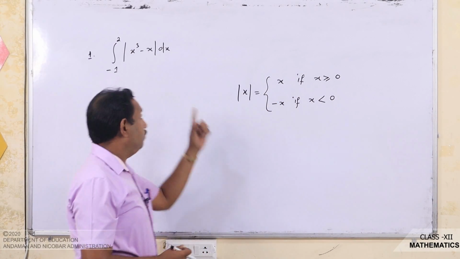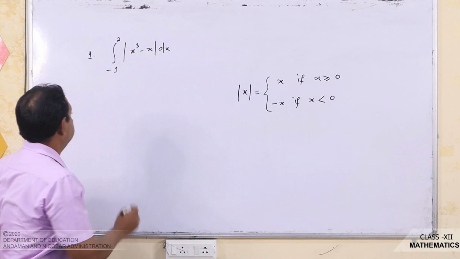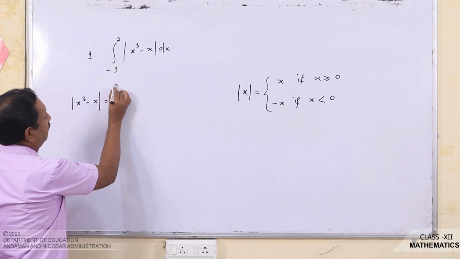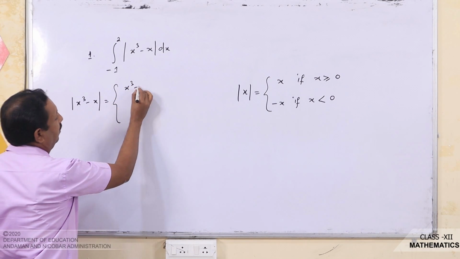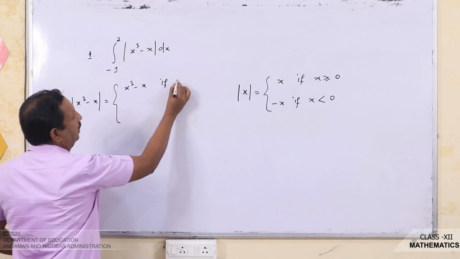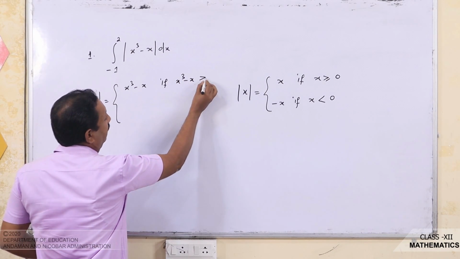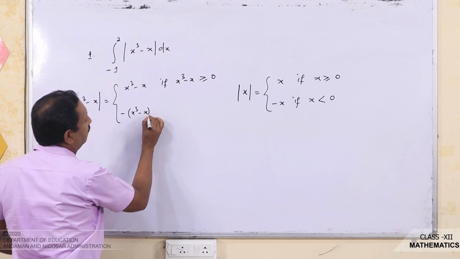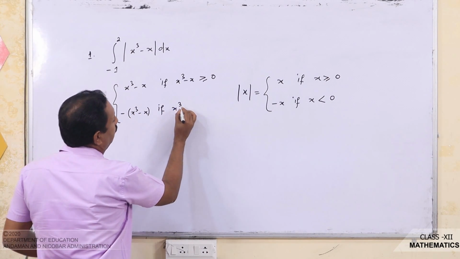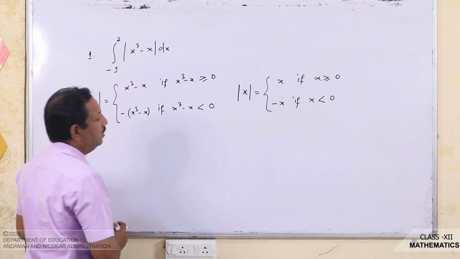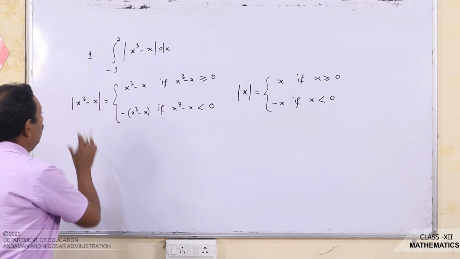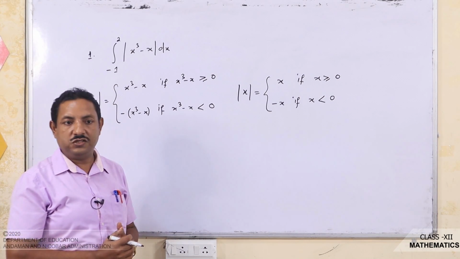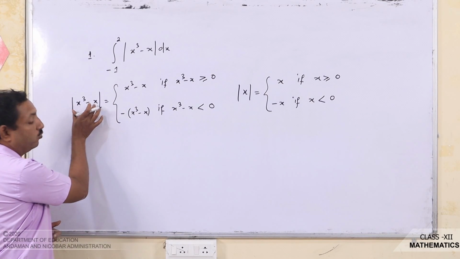So, mod x cube minus x can be written as x cube minus x if x cube minus x is greater than or equal to 0, or minus of x cube minus x if x cube minus x is less than 0. So, this is the definition. Now, we have to see where it is greater than 0 and where it is less than 0. For that reason, we have to solve this one.